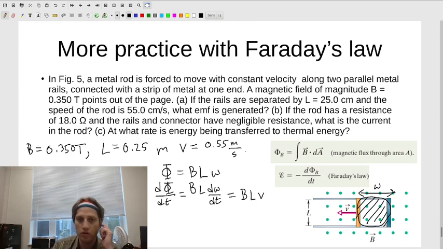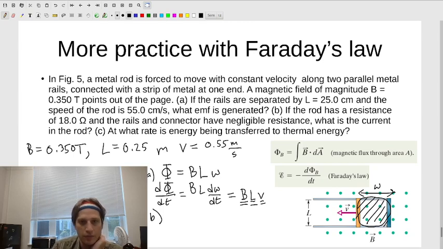Okay, so the EMF is related to this, so I can just take in the B, 0.350 Tesla, times L, 0.25 meters, times V, 0.55 meters per second. And so if I take Tesla times meters squared over seconds, that should in fact give me volts.